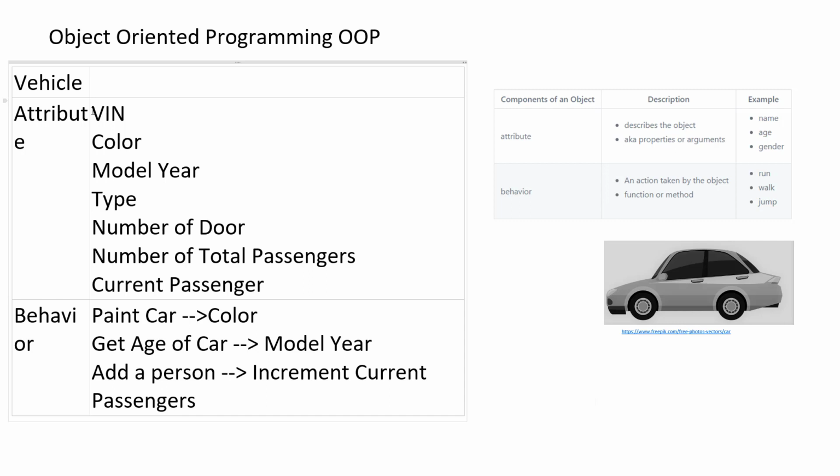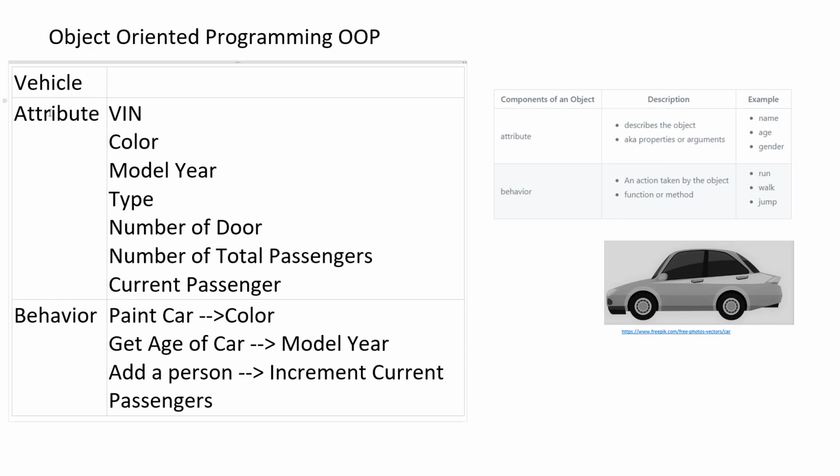So here we are. We've got a way to describe our vehicle, and we have a behavior that the vehicle can take on. The next thing that we want to talk about is a class. Let me just come down to the screen down here. When we're talking about a class, a class is a blueprint of an object.